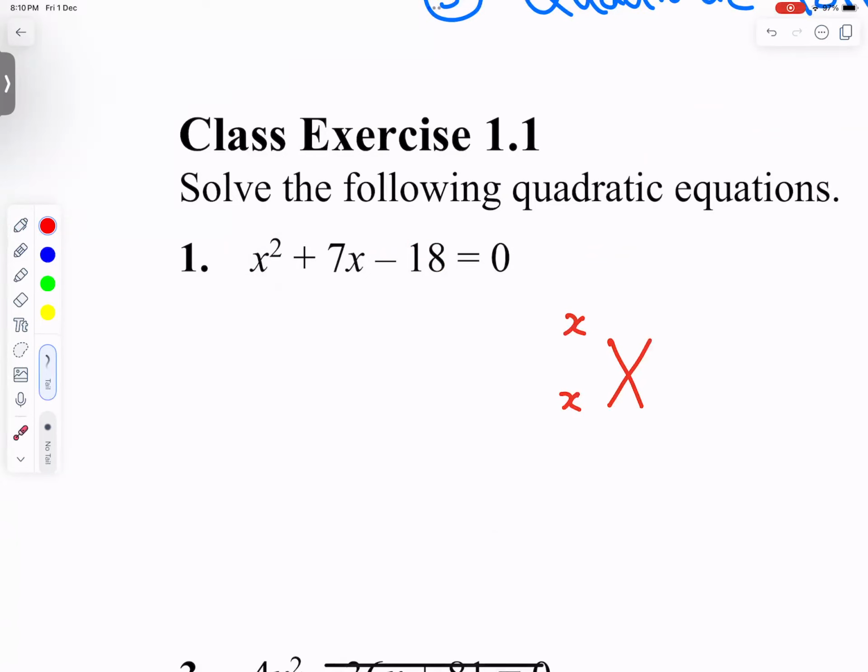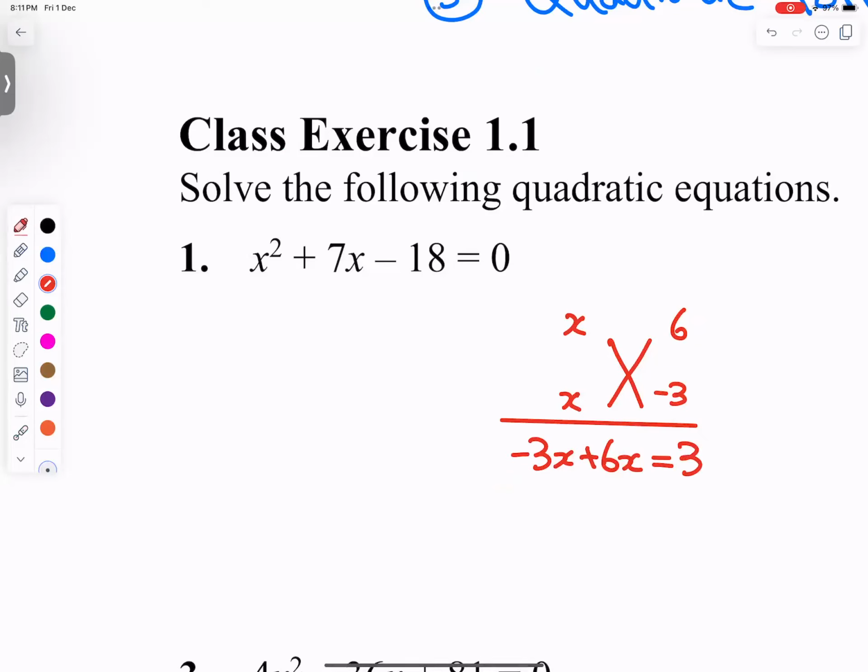Yes, it is 18. Because we need negative, one of them will be negative. Let's try 6 times negative 3. We have to try different combinations, and then we have to do the cross. Cross means these two multiply with each other first. x times negative 3, which will be negative 3x. And then you also need to multiply this with this. 6 times x, positive 6x. And now you have to calculate this: negative 3 plus 6. You can use a calculator, or 6 minus 3.